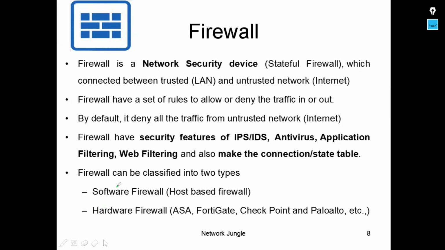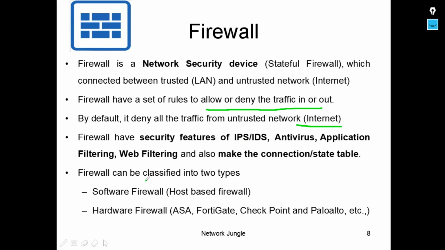Next we talk about the firewall. What is a firewall? A firewall is a network security device, also called a stateful firewall, which is connected between the trusted and untrusted network. Trusted is the LAN network, and untrusted is the internet-facing network. A firewall has a set of rules to allow or deny traffic in or out. By default, it denies all the traffic from the untrusted network, that is, the internet. A firewall has the security features of IPS, IDS, antivirus, application filtering, and web filtering, and it also makes the state table, or connection table.